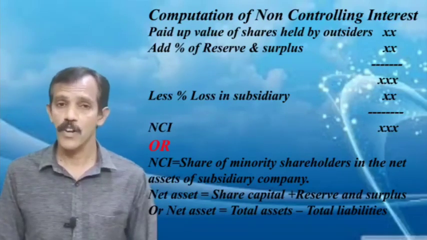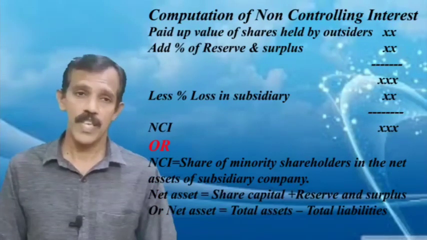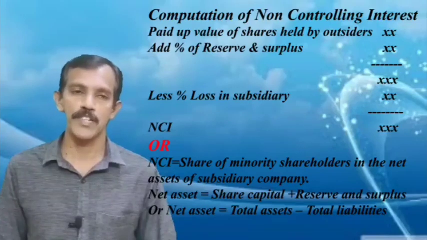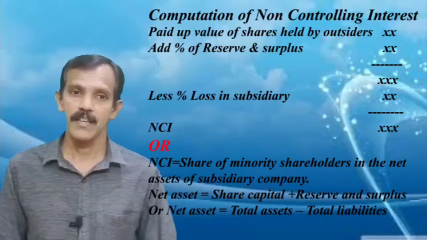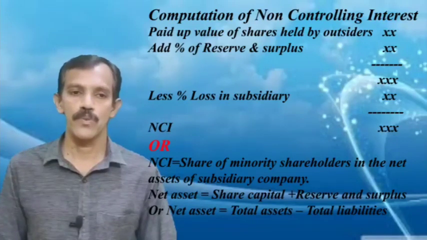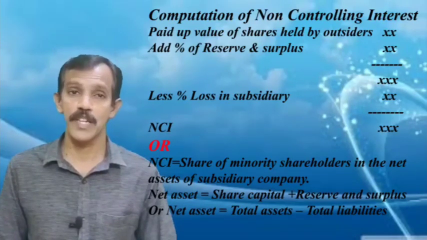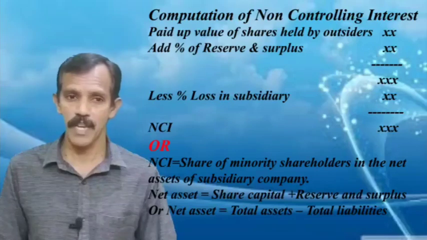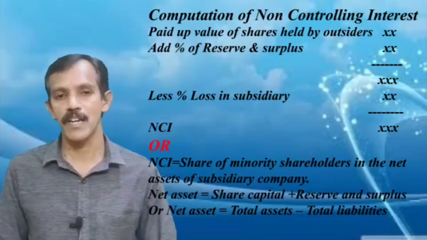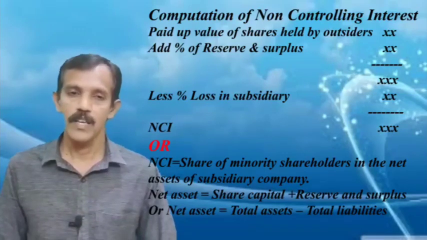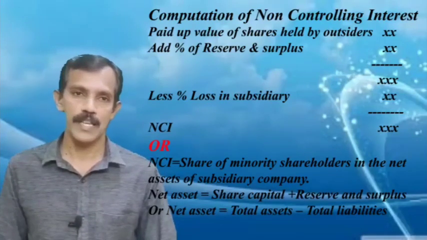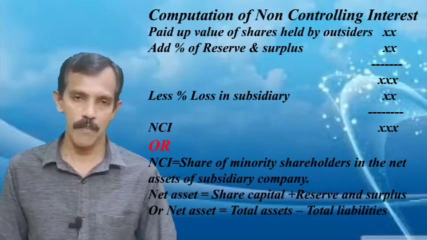We can find out non-controlling interest in another way. NCI is equal to the share of minority shareholders in the net assets of the subsidiary company. All of you know that net asset is equal to share capital plus reserve and surplus, or net asset is equal to total assets minus total outside liabilities.